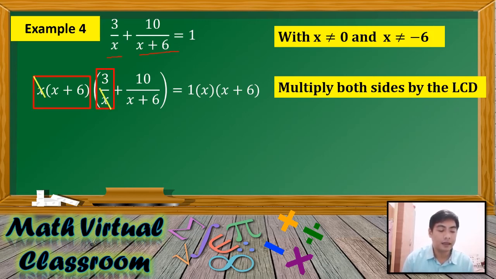Notice that these quantities are the same, so when we divide them, that would be equal to 1, and that would lead us to 3 times quantity x plus 6. The next quantity, these quantities are the same, so when we divide them, that would be 1 and would give us 10 times x, that is positive 10x, equals 1 times x is x times quantity x plus 6.